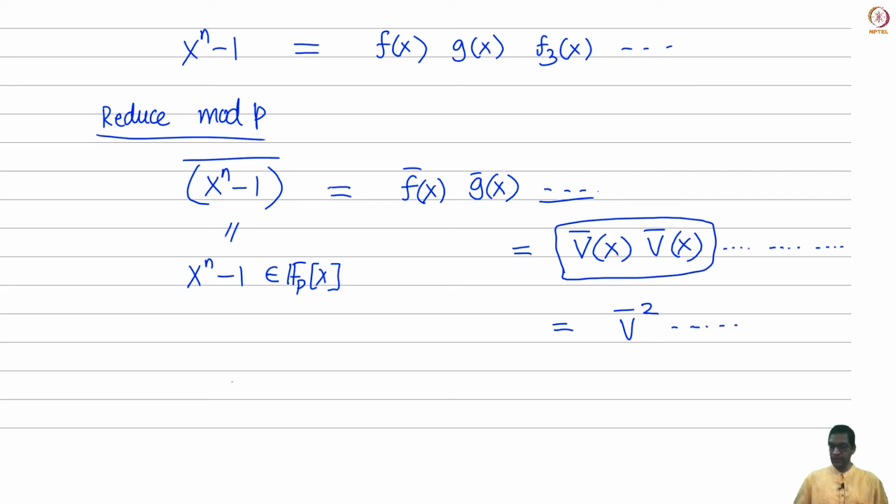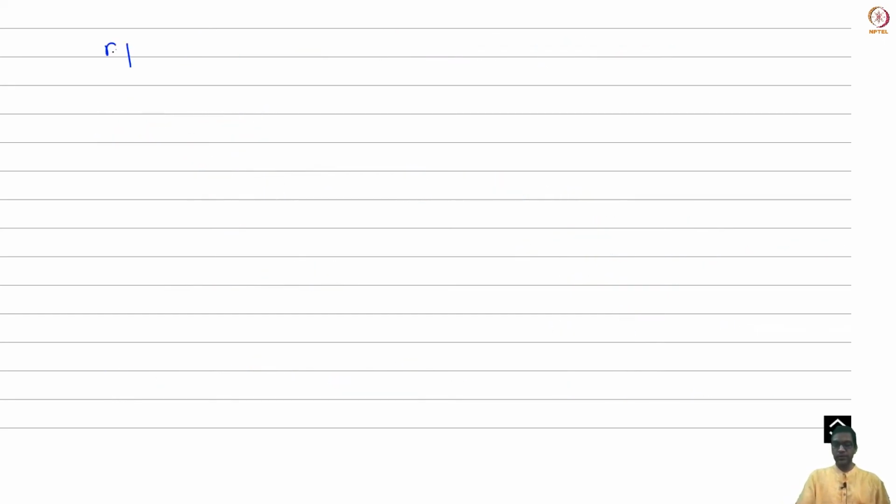Now, why is that a contradiction? Well, observe that the left hand side is the polynomial x^n minus 1 in F_p[x]. So this is now an identity in F_p. This is v bar squared times other terms. This means that the left hand side has a repeated root, because this is v bar squared. So this means that x^n minus 1 has a repeated root in some extension. So it's not a separable polynomial.